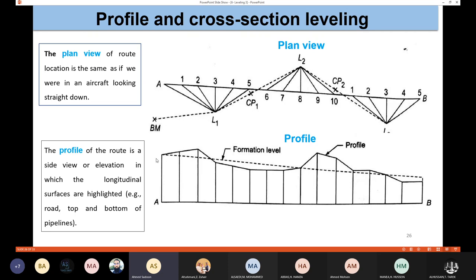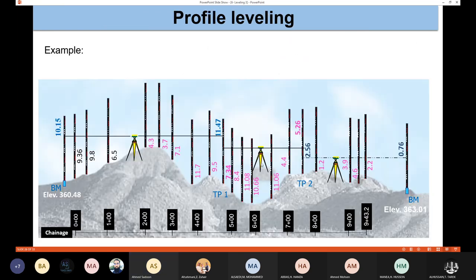So here is a starting point, and this one is the ending point, and this one is a formation level. This is the level that we want. And here we have the topography. So what we are going to do with this information, for example, we need to cut this part, okay? And we need to fill this part so that we are going to have a road with this level, like that. That is why the leveling process is very important.